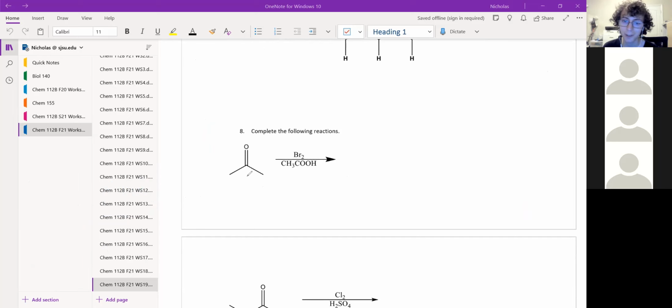So here we have a ketone and we're adding bromine and CH3COOH. What is the purpose of this bottom reagent, the CH3COOH? What is that probably acting as? So it has COOH, that's a carboxylic acid. This is what it looks like.